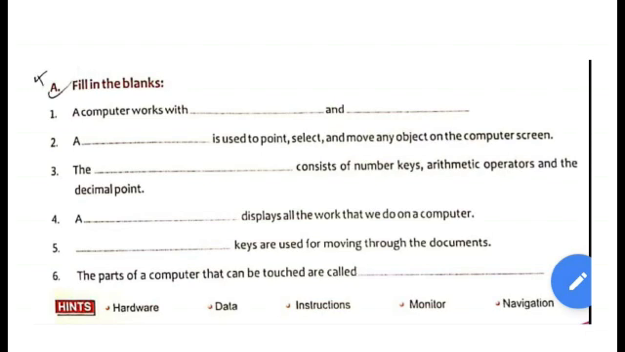Question 2. A dash is used to point, select and move any object on the computer screen. So the answer is, a mouse is used to point, select and move any object on the computer screen. Though it is not given in the hint box, please write it.